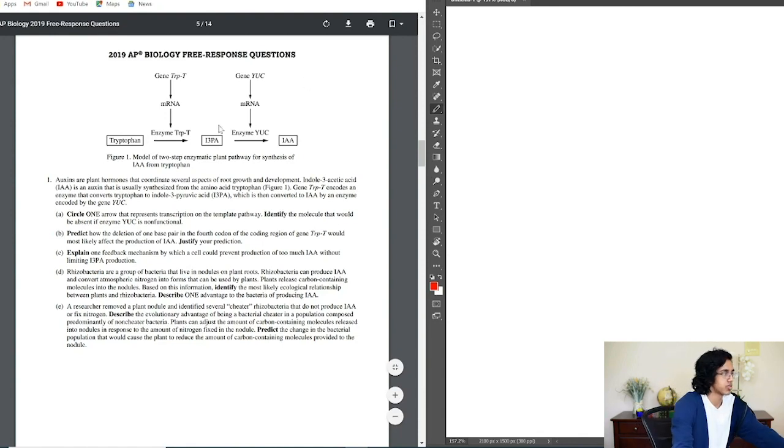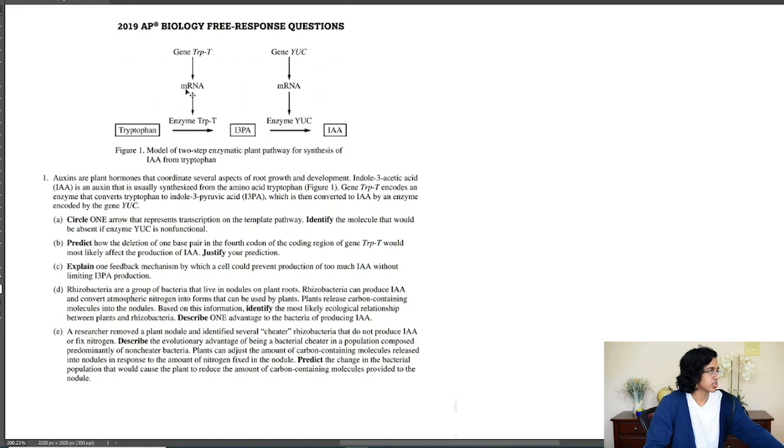Why don't we just copy this whole thing into Photoshop? That seems like a good idea. Alright, epic, we get the nice low-res resolution, but anyways, basically transcription is whenever you convert a gene into an mRNA. So we take that. Okay. Identify the molecule that would be absent if enzyme YUC is non-functional. So it wouldn't get to here, right? Because all of these will work, and then this one is not working, so this arrow just doesn't make any sense. So this won't be produced.